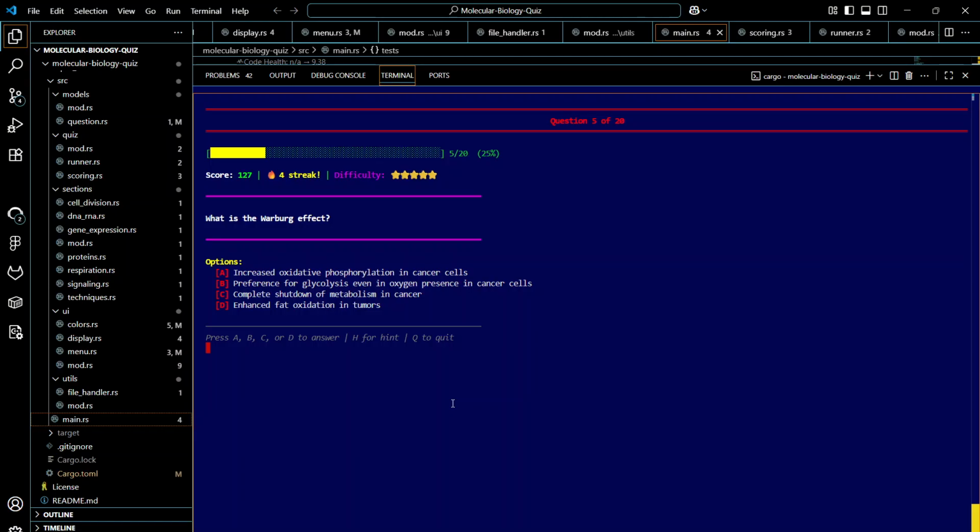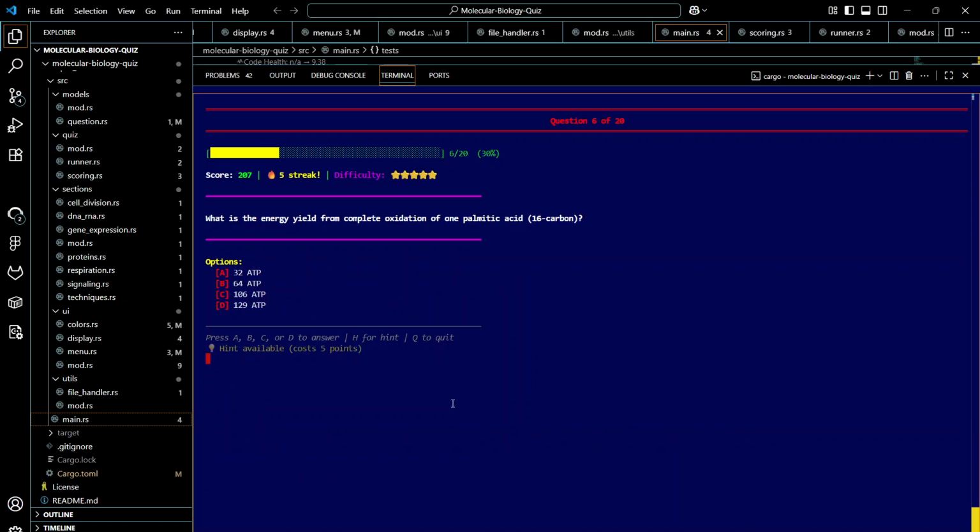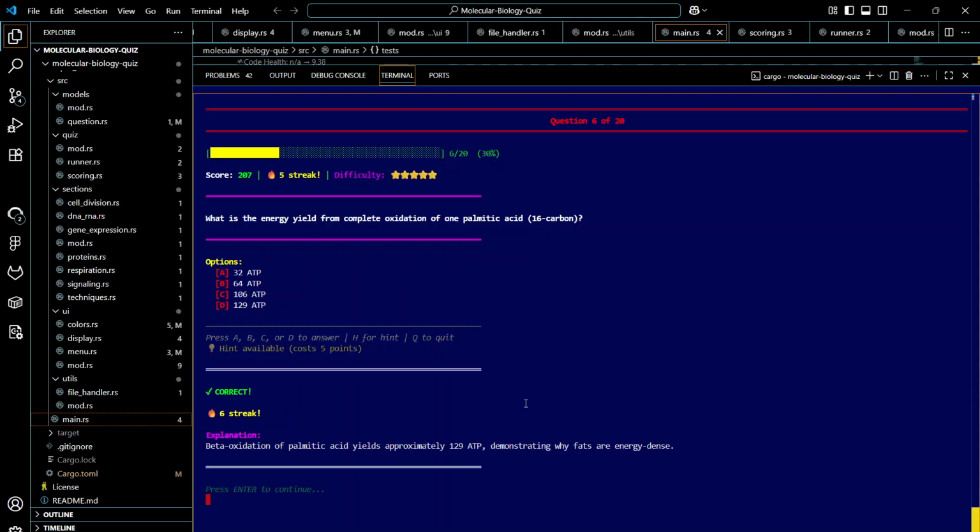What is the Warburg effect? Increased oxidative phosphorylation in cancer cells, preference for glycolysis even in oxygen presence in cancer cells. Let's go with that one. What is the energy yield from complete oxidation of 1 palmitic acid, 16 carbon? I think that's 129 ATP. Nice.